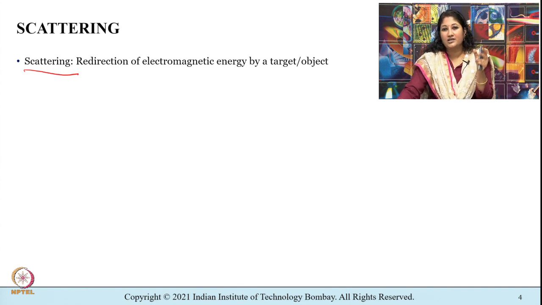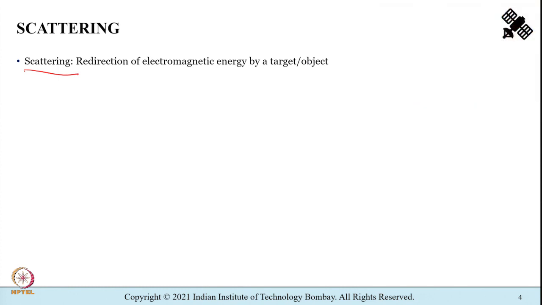Diffraction is ordered scattering at discrete boundaries. Now, please note that in scattering, what is important is the size of the target in relation to the incident wavelength. Okay? Let me give you three extreme cases now.